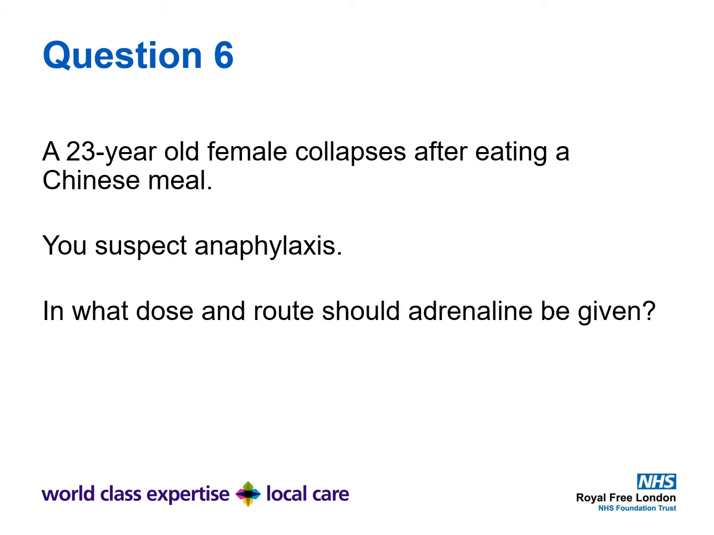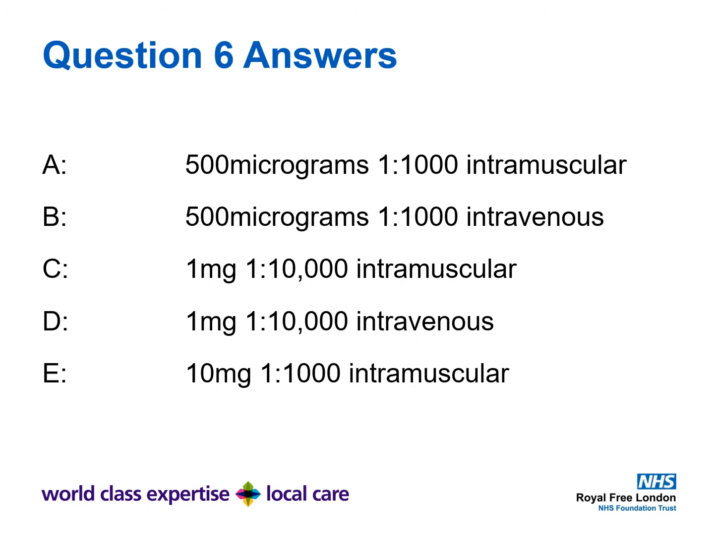Question 6. A 23-year-old female collapses after eating a Chinese meal. You suspect anaphylaxis. In what dose and route should adrenaline be given? Is it A, 500 micrograms of 1 in 1,000 intramuscular, B, 500 micrograms of 1 in 1,000 intravenously, C, 1 milligram of 1 in 10,000 intramuscularly, D, 1 milligram of 1 in 10,000 intravenously, or E, 10 milligrams of 1 in 1,000 intramuscularly.